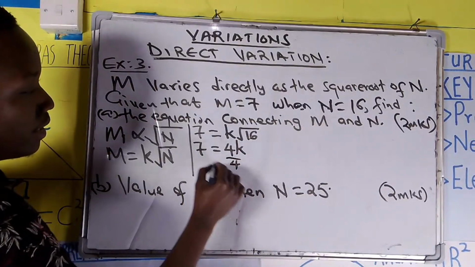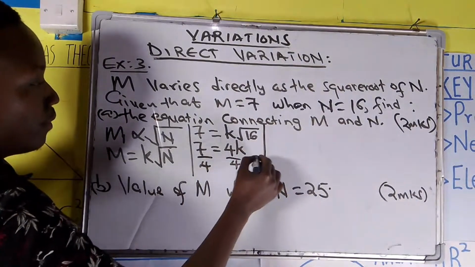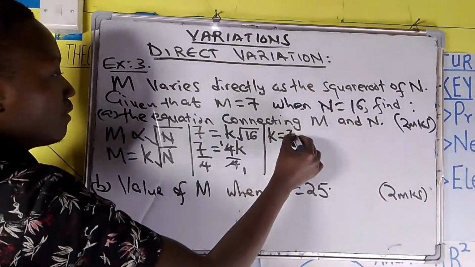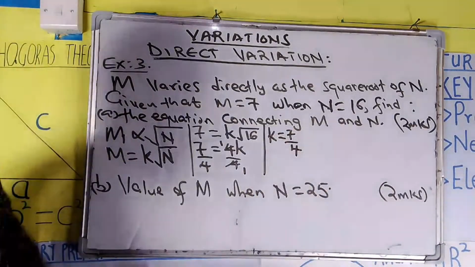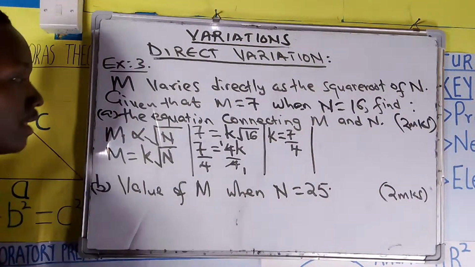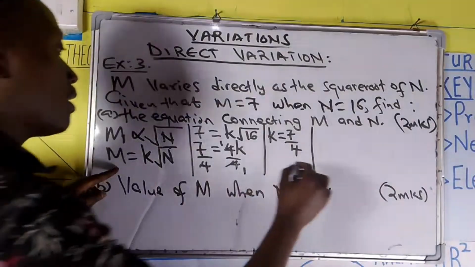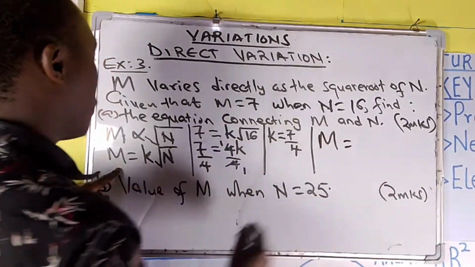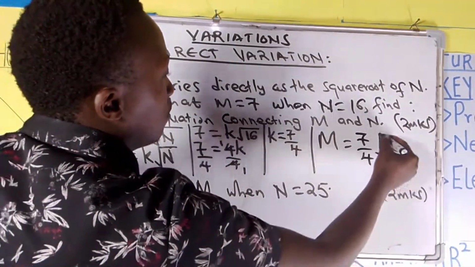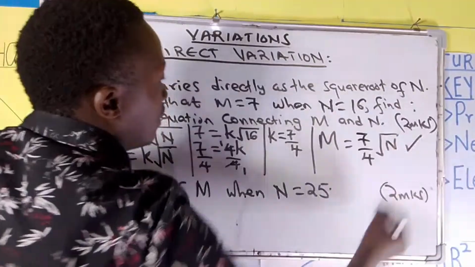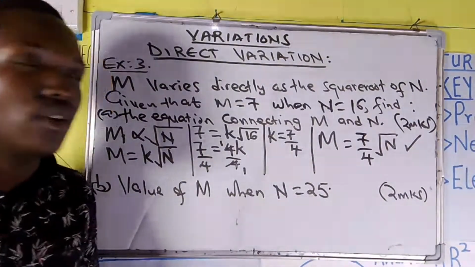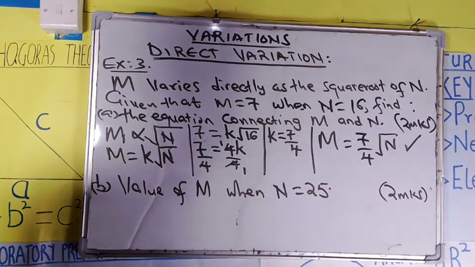So for us to get k, we divide both sides by 4. And when we divide both sides, you will get k is equal to 7 over 4. When we get k as 7 over 4, therefore, the equation connecting m and n will be m is equal to 7 over 4 multiplied by square root of n.